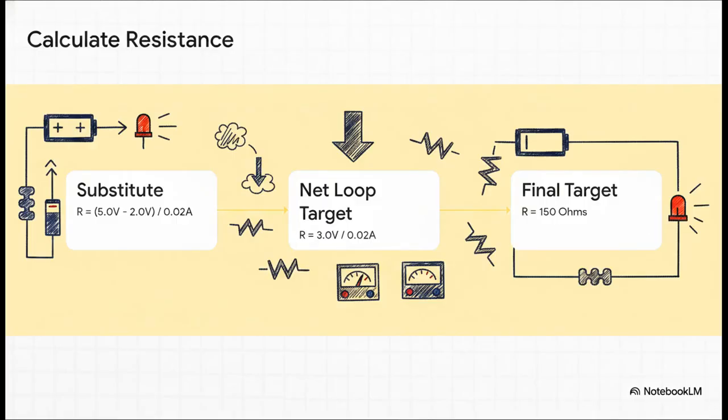So, let's walk through a practical application using a standard red LED. Step 1, we substitute our known inputs. We take our 5.0 volt source, subtract the 2.0 volt forward drop of the red LED, and divide by 0.02 amps. Step 2 gives us our net loop drop target. This means the resistor needs to soak up exactly 3.0 volts of pressure at that specific current. So, step 3. 3.0 divided by 0.02 leaves us with a perfect target resistance of 150 ohms. If you use a 150 ohm resistor, your red LED will run at peak, perfectly safe efficiency.